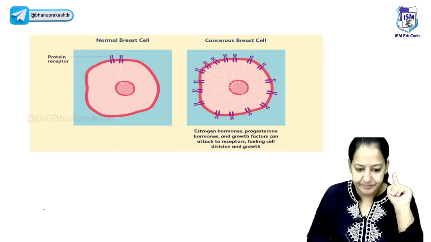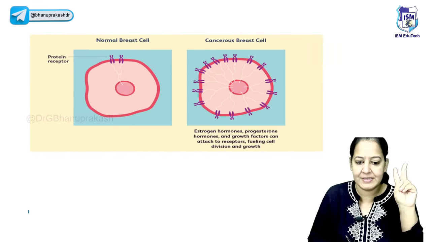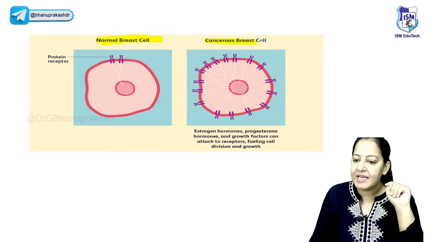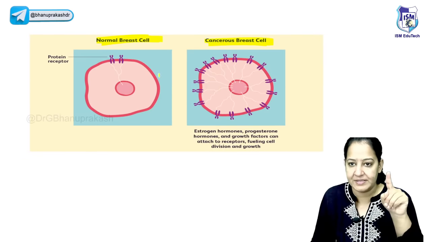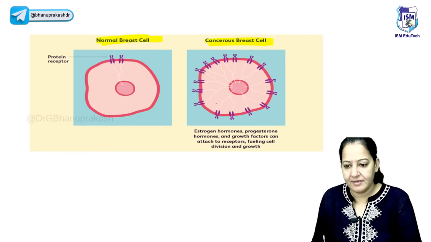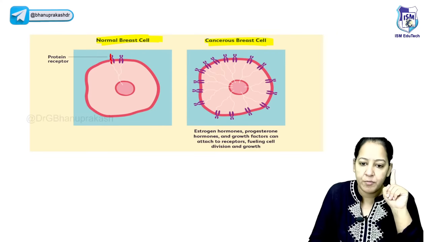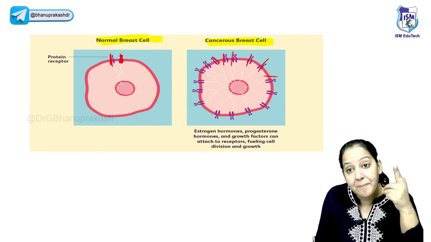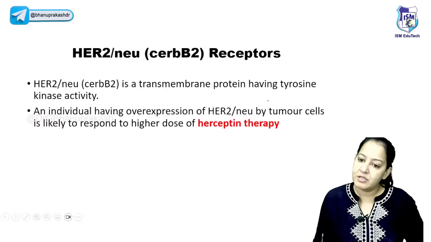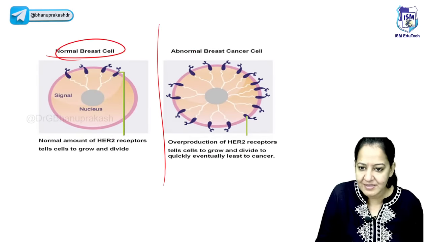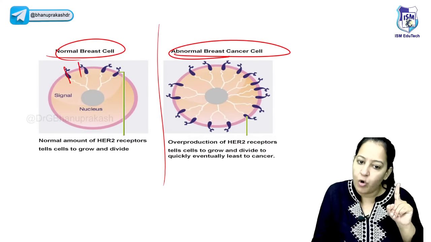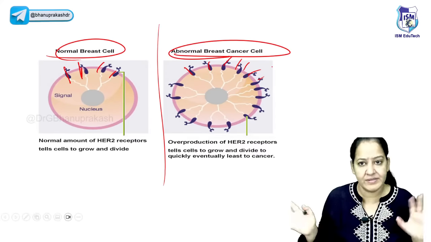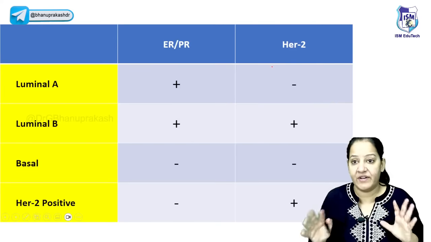Can you see this is a cell? In this diagram, you can see two cells. Please appreciate the two cells shown in this diagram. This is a normal breast cell. This is a cancer breast cell. You can see the two types of breast cell. This normal breast cell has ERPR a little bit, and in the cancer breast cell it increases abruptly. The same occurs with HER2. This is a normal breast cell, this is a cancer breast cell. See HER2 normally, and see HER2 in the cancer cell. In the cancer breast cell, it increases abruptly. Based on that, we classify the breast cancer.